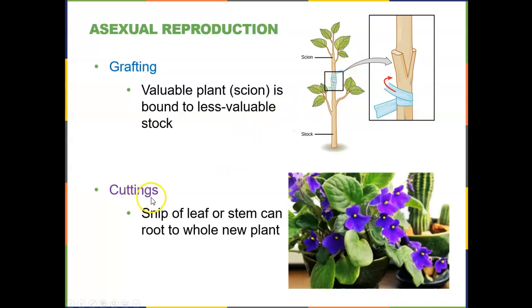Additionally, with cuttings, and you may have done this even in your own home, you can take a snip of a leaf or a stem, and you can put that into water or plant rooting material and create a whole new plant. So remember, in both of these cases, there is no new genetic information in this new plant; it is an asexual form of reproduction. And we are actually going to take a leaf from an African violet plant, which this is. We're going to take portions of it, and we're going to culture new plants in our lab. And that concludes our material from Chapter 32.